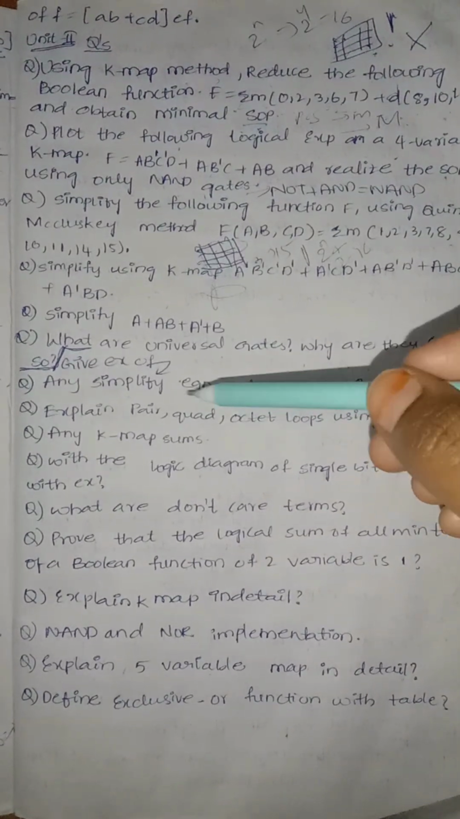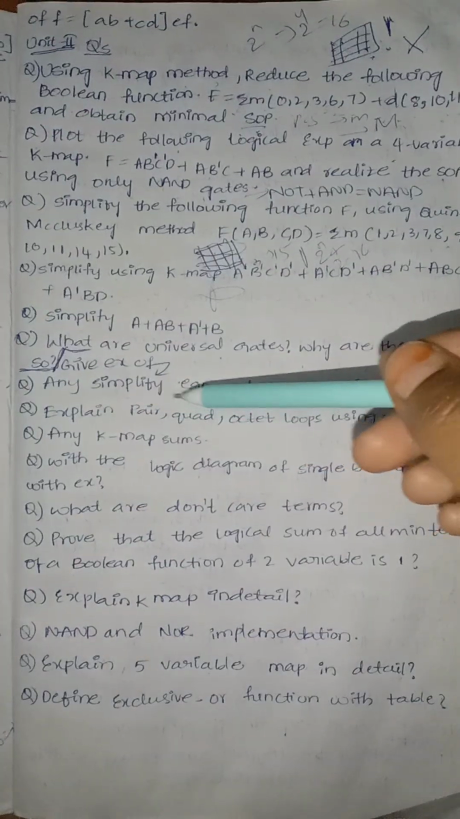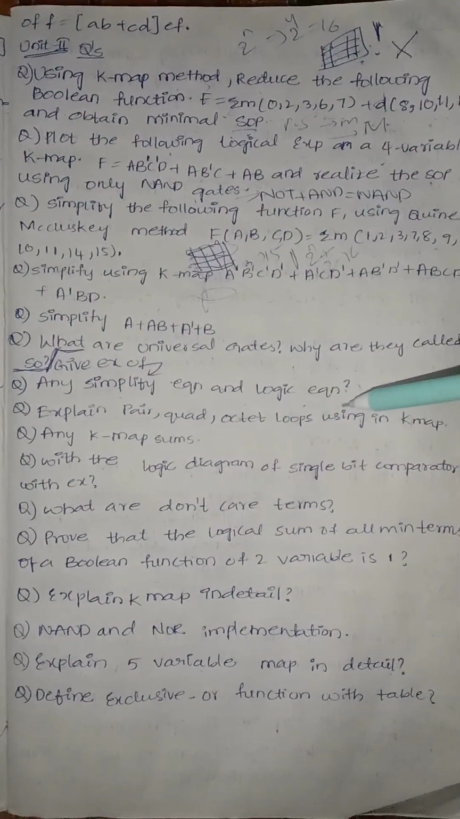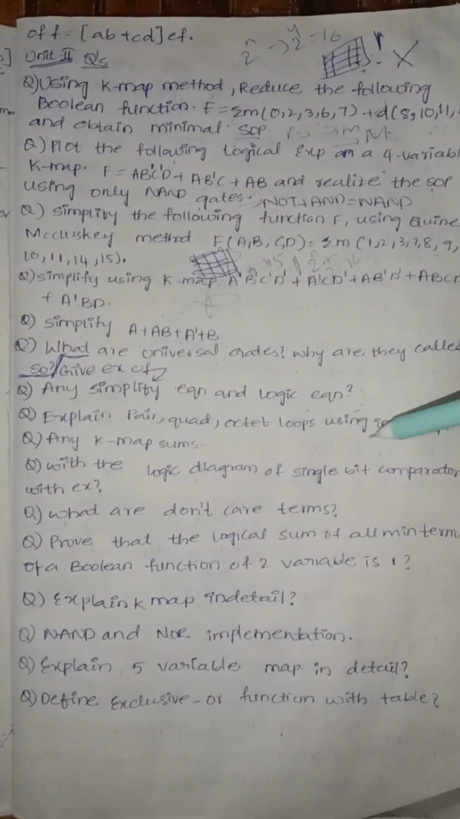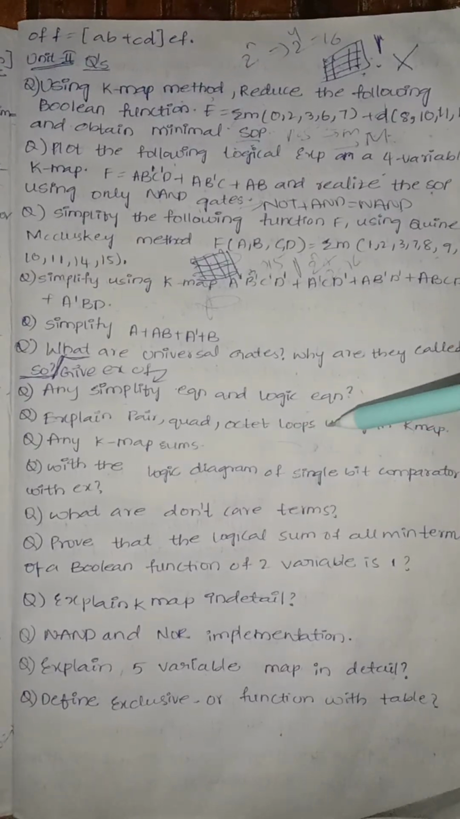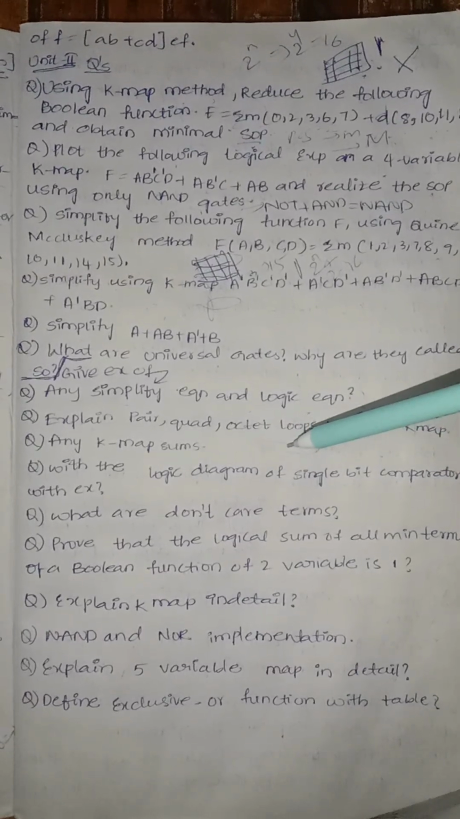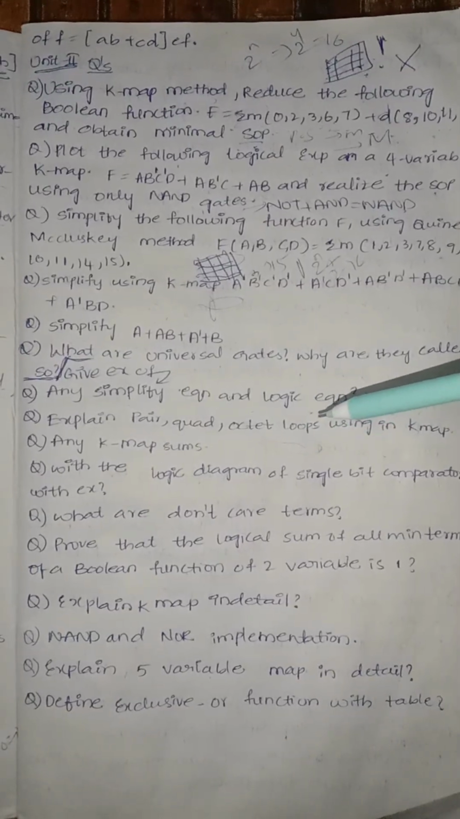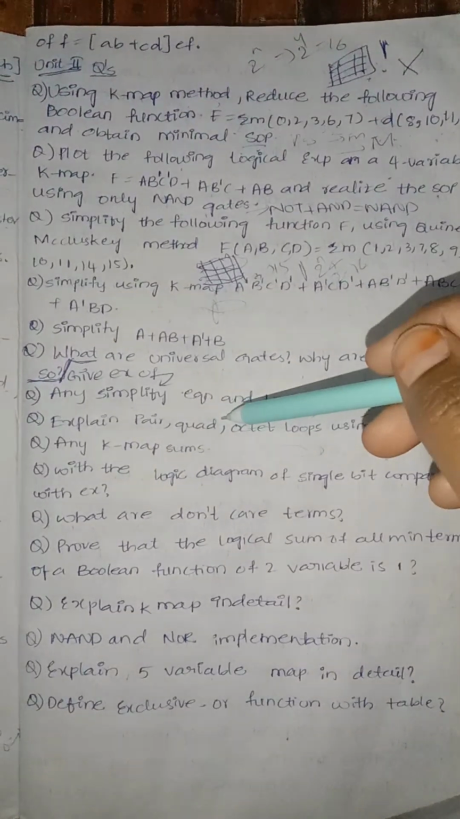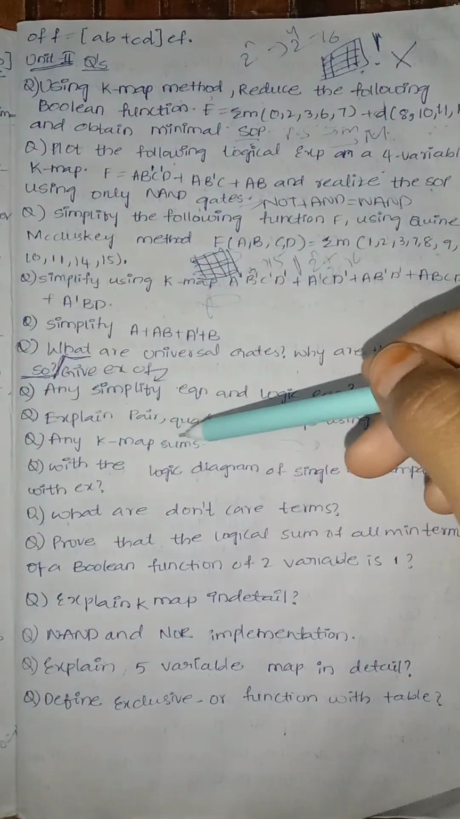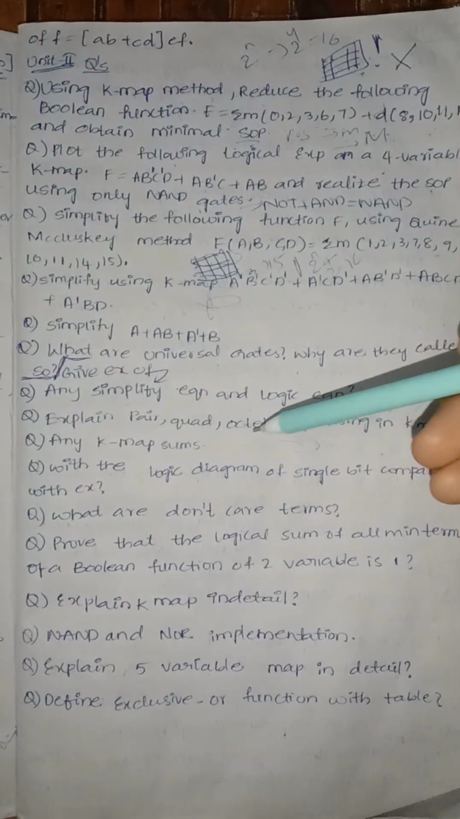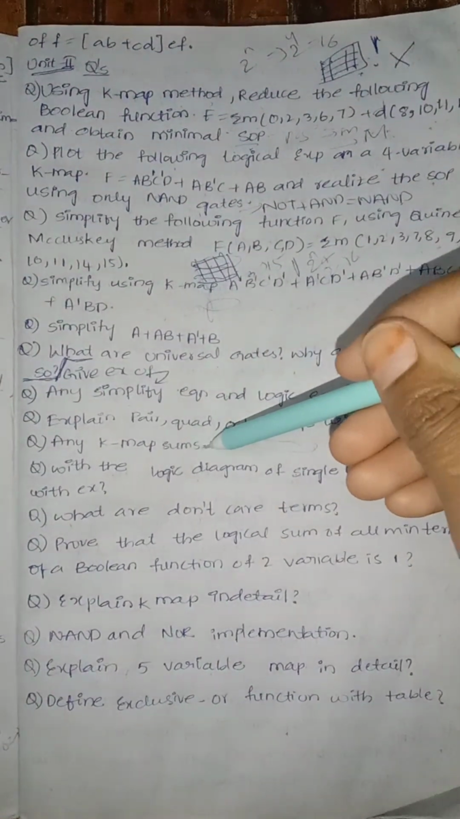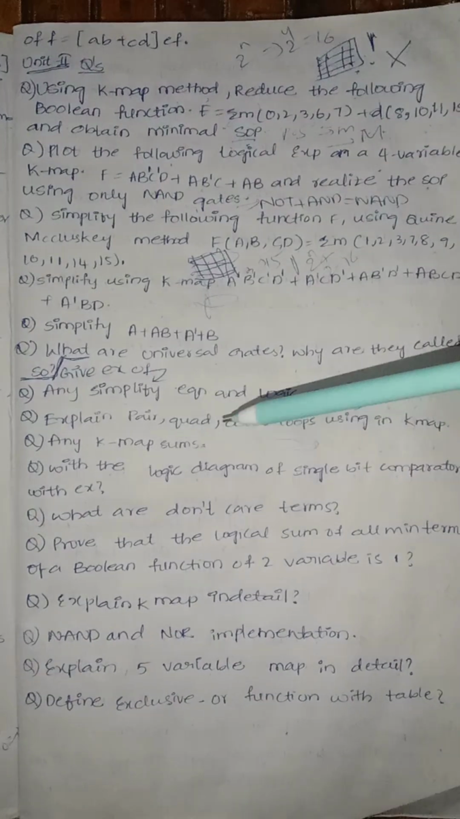This is the answer for this. Explain pair, quad, octet loops using K-map. In K-map we will do pair mapping for 2 variable, 3 variable, 4 variable, 5 variable. So we need to explain this in the question. Any K-map sums, they will compulsorily ask, like 3 variable, 4 variable.